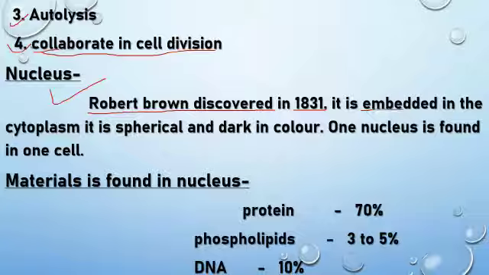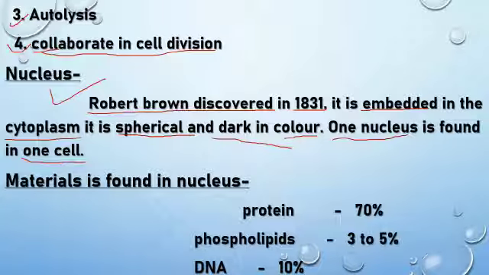The nucleus is embedded in the cytoplasm, and it is spherical in shape. What's the color of the nucleus? The nucleus is dark in color. So we can remember that it is embedded in the cytoplasm, it is spherical in shape, and it is dark in color. One nucleus is found in one cell. So the number of nuclei in one cell is one.